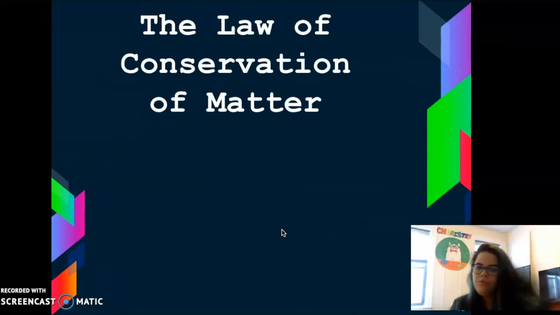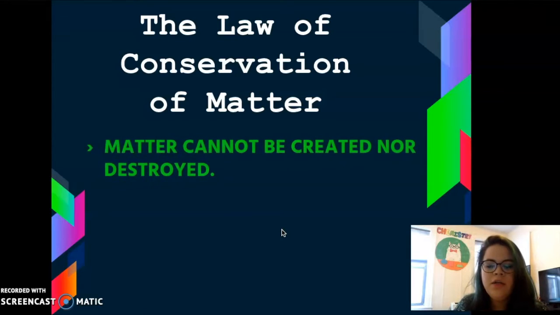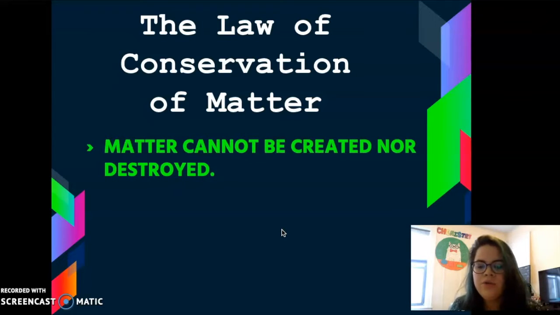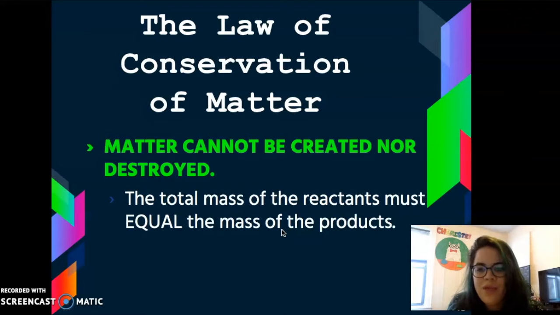So, a little bit of review: the law of conservation of matter. You hopefully answered this in your warm-up correctly, but as a reminder, it is that matter cannot be created nor destroyed. We were looking at this before we went to remote learning, and we're looking at the mass. The total mass of the reactants must equal the total mass of the products. This is what you saw in your warm-up: if X grams of sodium chloride decomposes, how many grams of this and that, those types of things.